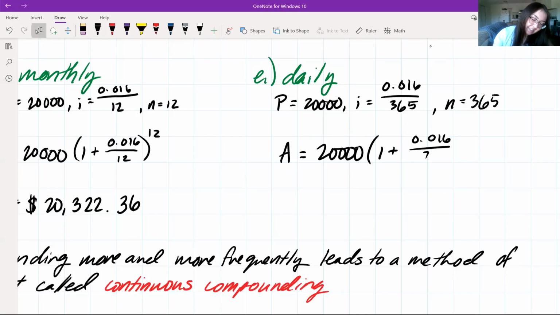My little stand here just fell. All right, I think that's good now. Okay, it's locked in. Hopefully that doesn't happen again.